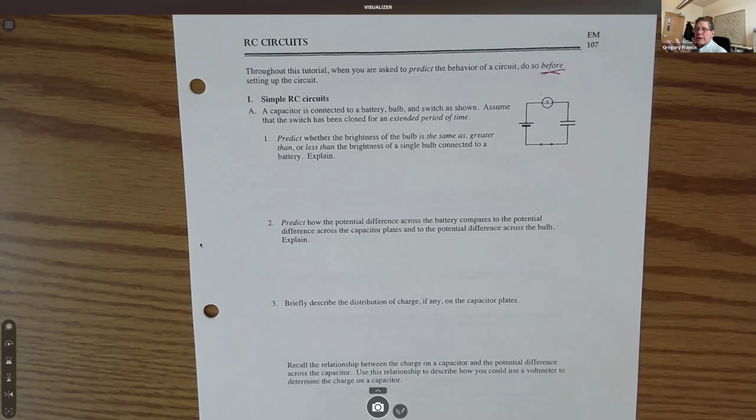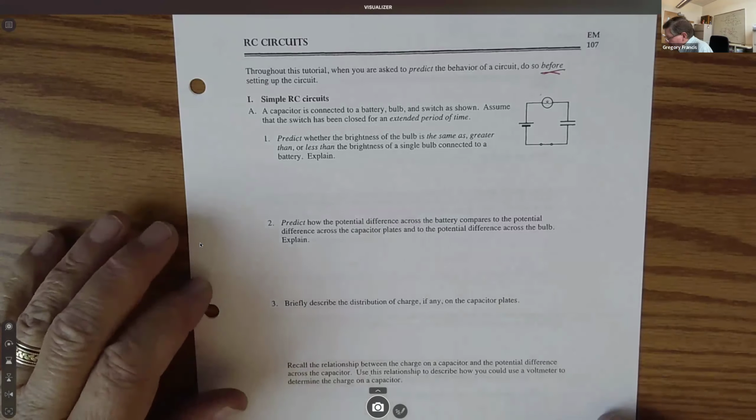Now, I just want to point out that even though the title of this tutorial is RC circuits, and we're going to be playing with RC circuits, where R means resistor, the bulb, C means capacitance, the capacitor, this tutorial really is about the voltage model and helping you to get more familiar with your voltage model.